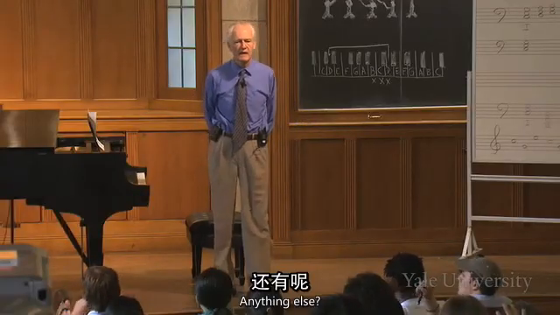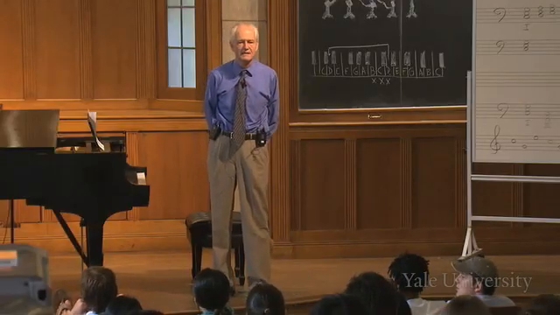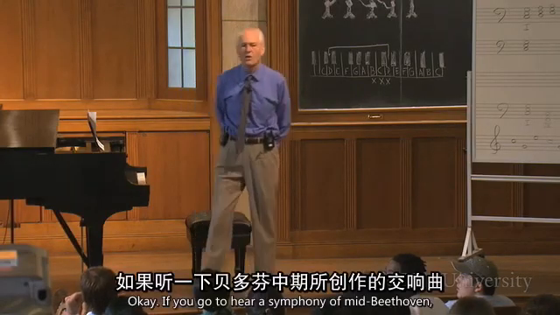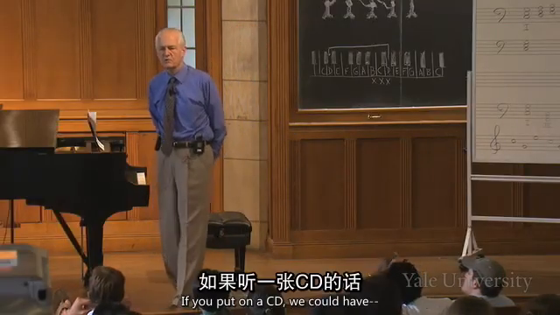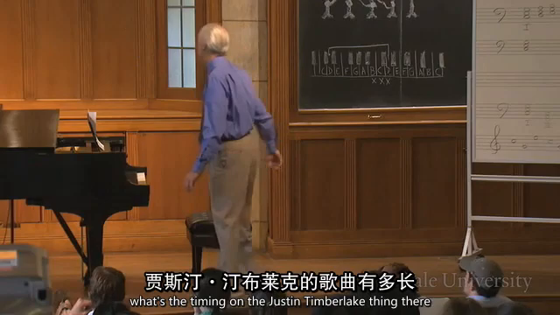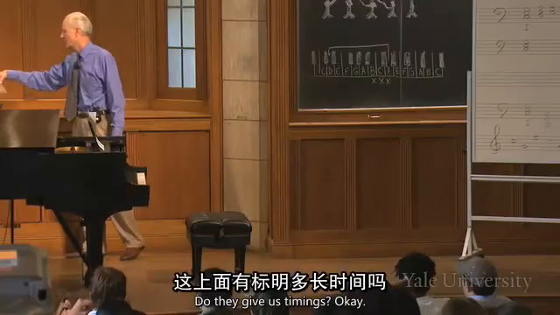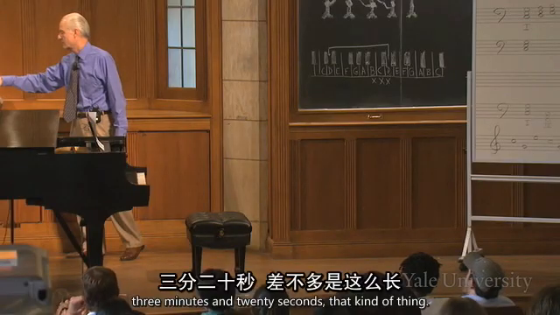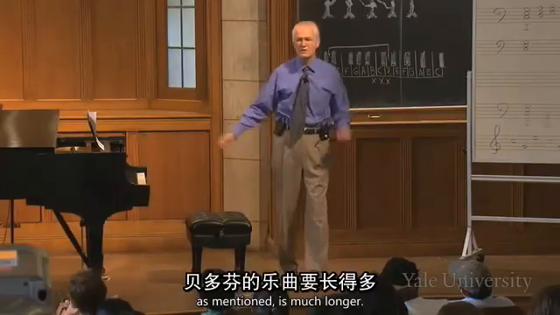Anything else? Caroline. Okay. If you go to hear a symphony of mid-Beethoven on, each movement will probably last 15 minutes. If you put on a CD, what's the timing on the Justin Timberlake thing there? Or any one of the tracks. Pick up the Duke of Earl one there. Do they give us timings? Okay. I can't read it, but 2 minutes and 50 seconds, 2 minutes. This one's only 2 minutes. 3 minutes and 20 seconds, that kind of thing. They're short. Whereas Beethoven is much longer.